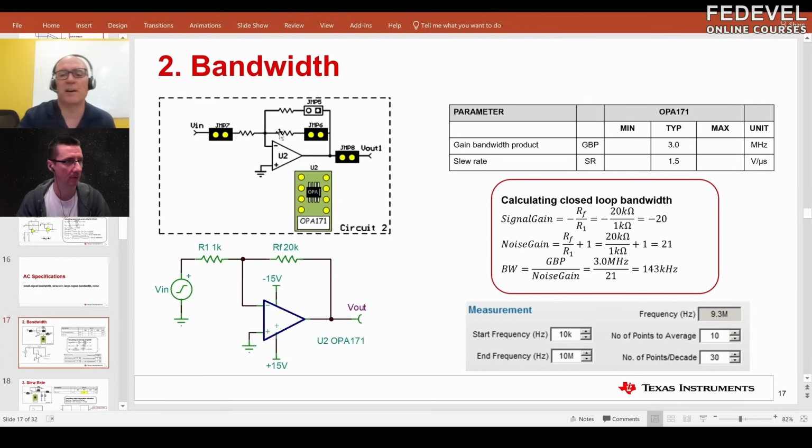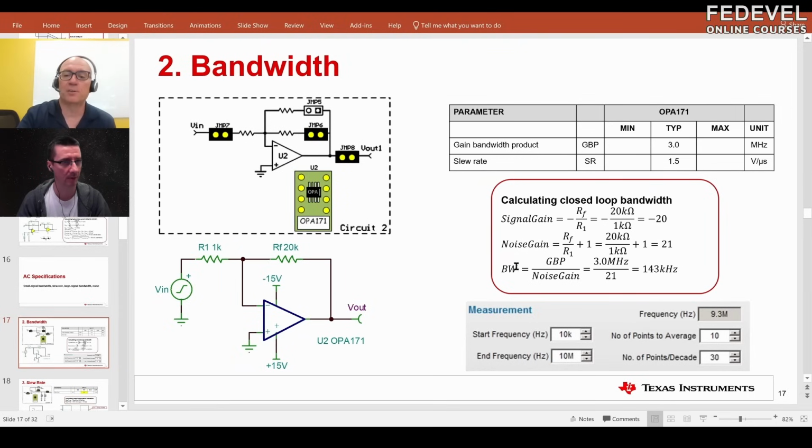So bandwidth, that's the first one. And bandwidth is basically, there's a spec called the gain bandwidth product, and that tells you how much bandwidth the op amp has in a gain of 1.